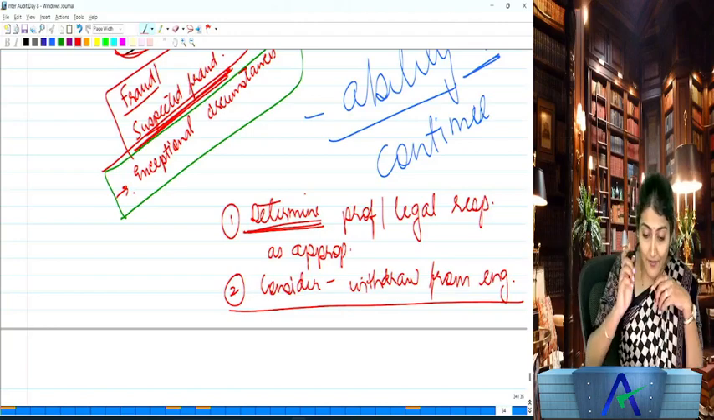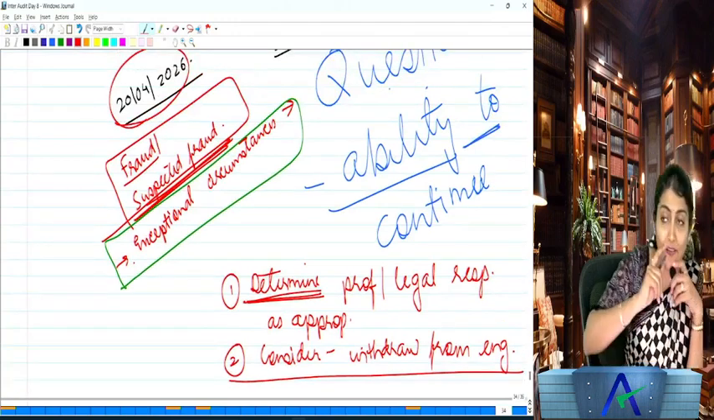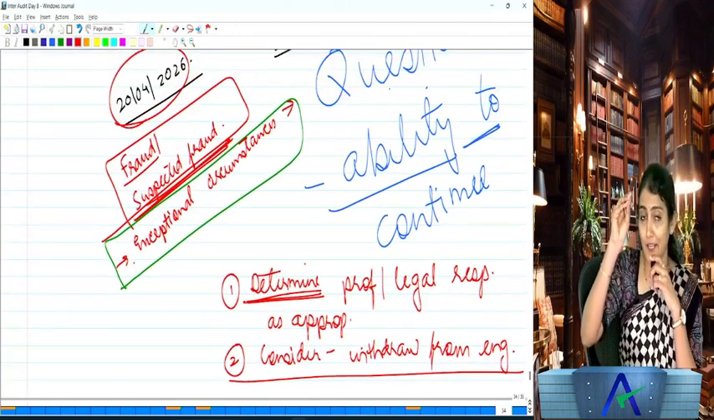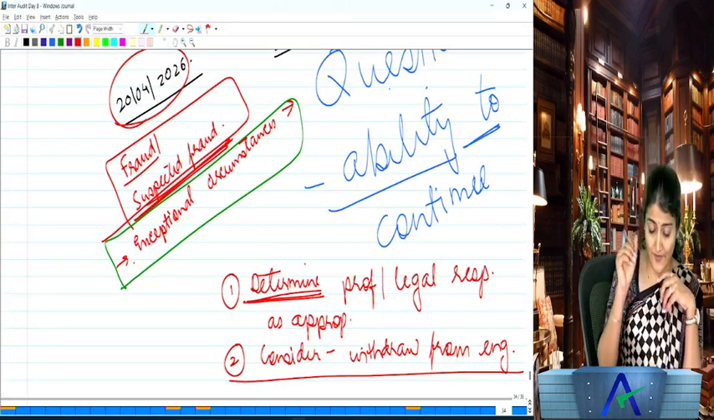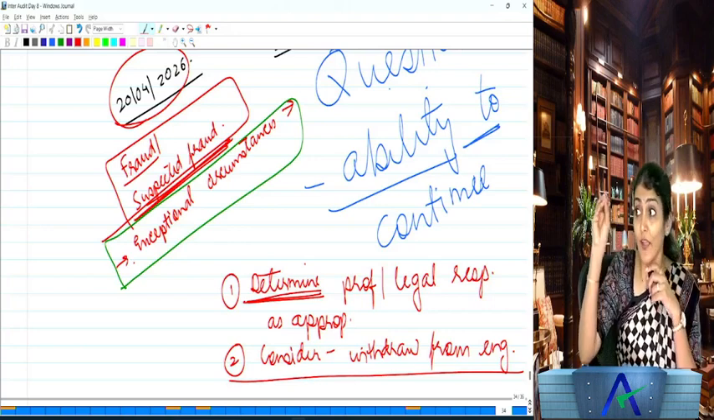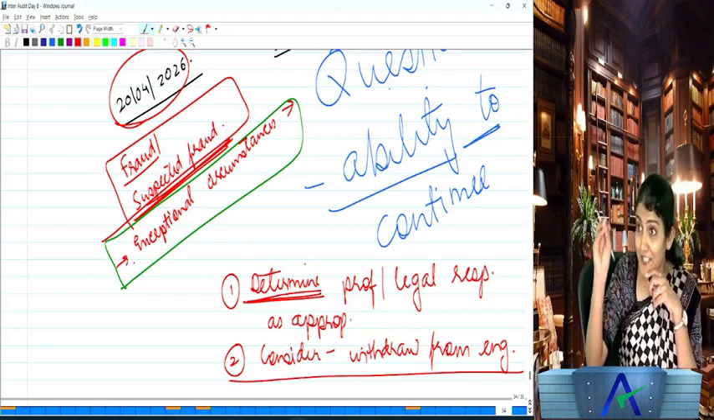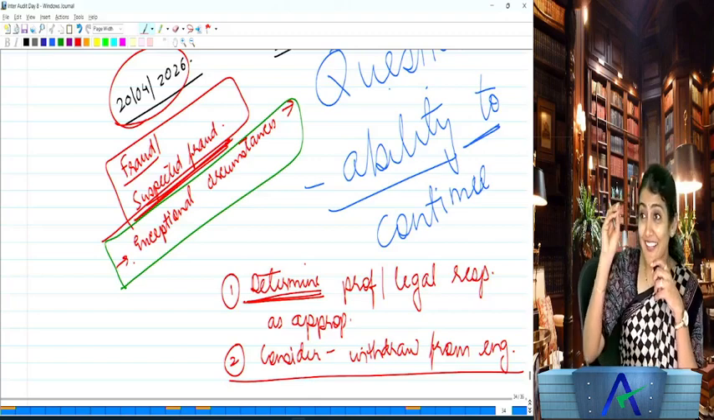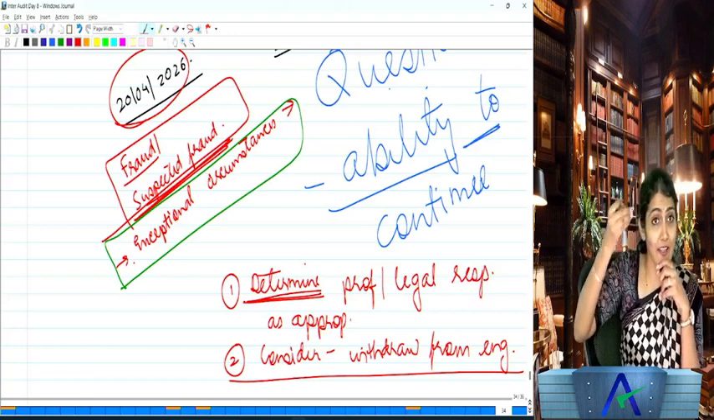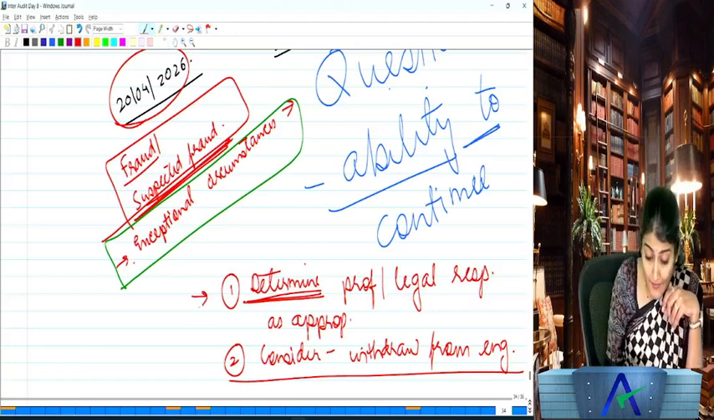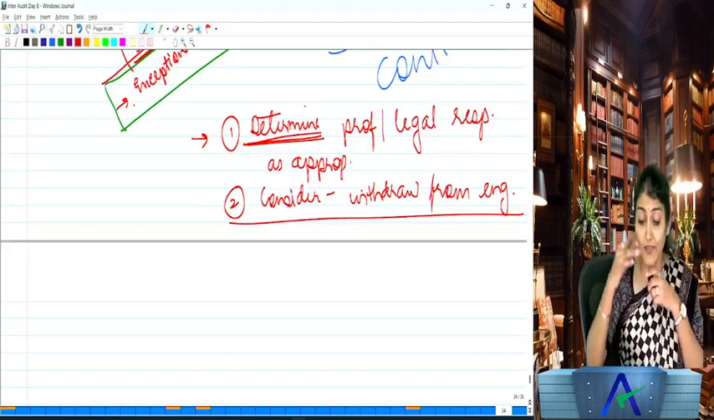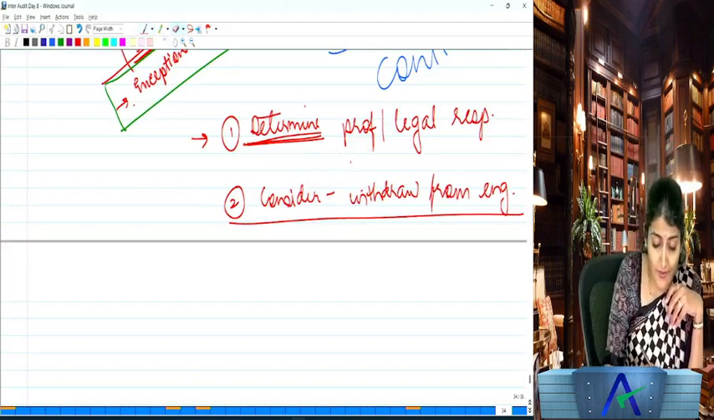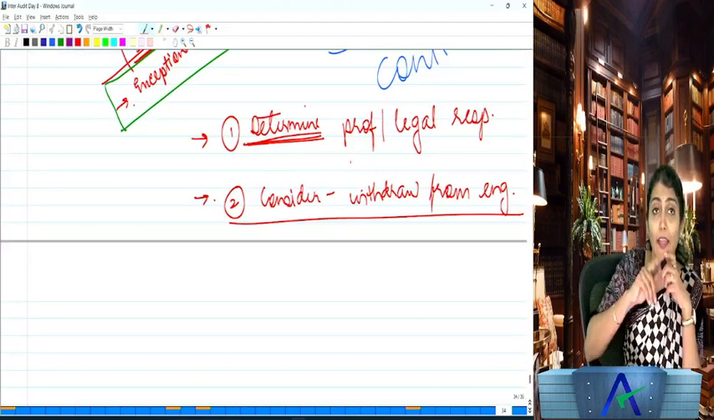You understand? Right. So what you need to do if as a result of fraud or suspected fraud, the auditor encounters exceptional circumstances that bring into question, not cauliflower, question. Okay, the auditor's ability to continue performing the audit. After deep breathing is over, what to do? Determine the professional legal responsibilities as applicable in these circumstances. And second, consider whether it is appropriate to withdraw from the engagement.